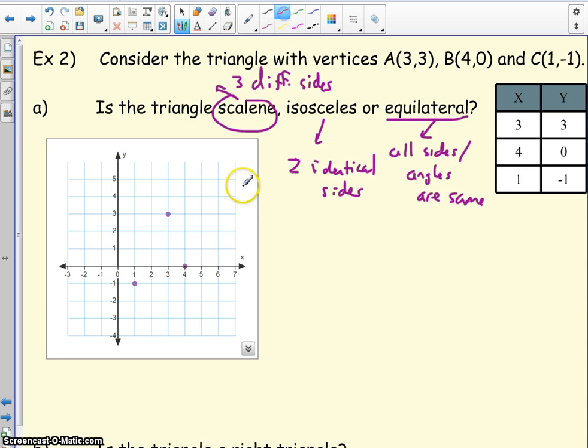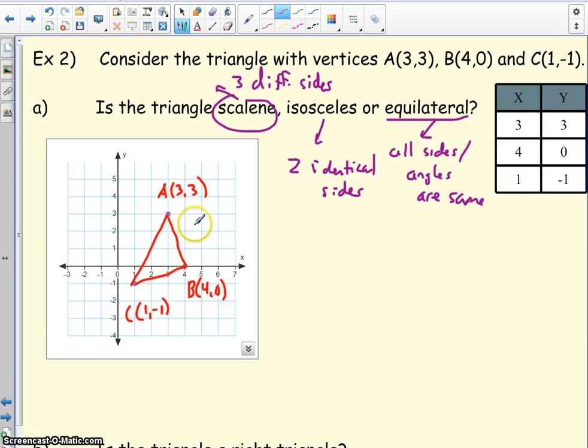So once I have my triangle drawn in here, so I have that A is at 3, 3. I have B down here at 4, 0. And C is down here at 1, negative 1. Okay, so I have this triangle right here, and what I'm trying to figure out is if it's scalene, isosceles, or equilateral. So what I'm going to need to do is find the length or distance between every pair of vertices, so every side length needs to be found.